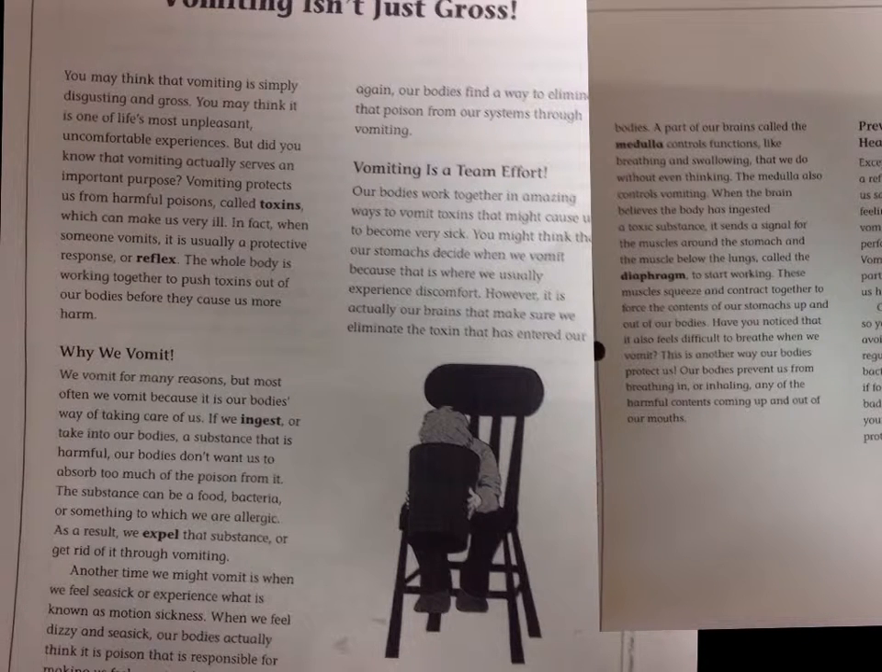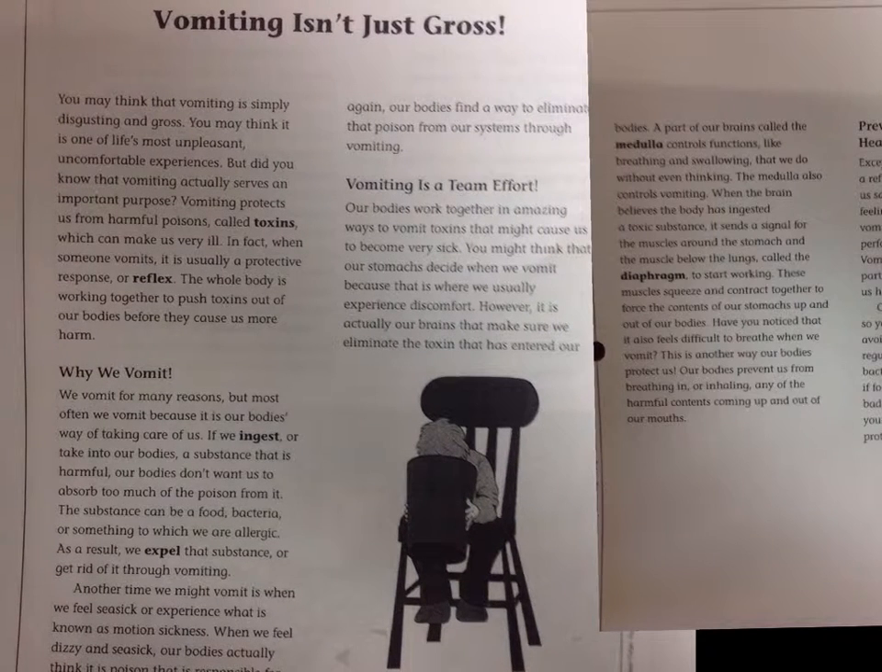Today we're going to use all that we learned yesterday about determining text structure to determine the text structure of this article. The title of this article is "Vomiting Isn't Just Gross." I'm going to read the article, and you should follow along with the copy that you have.